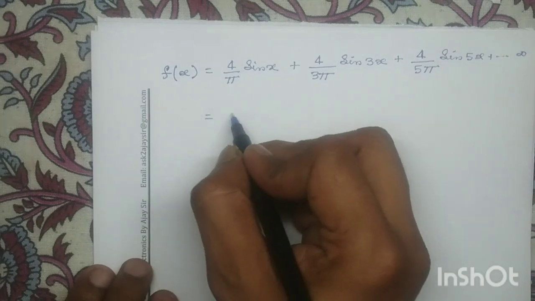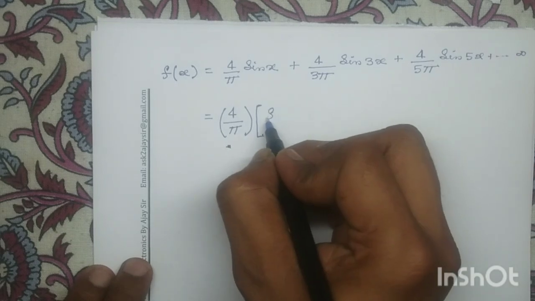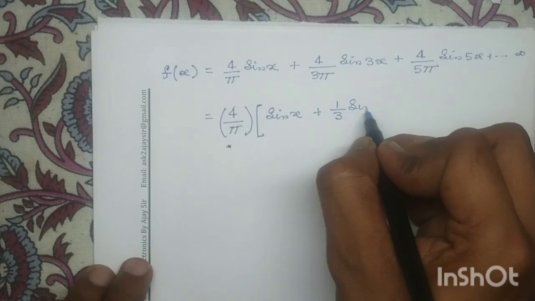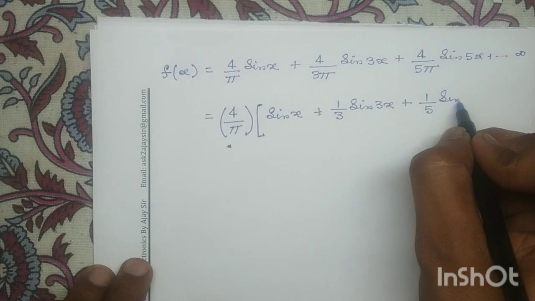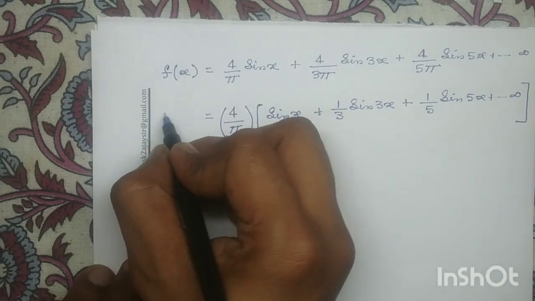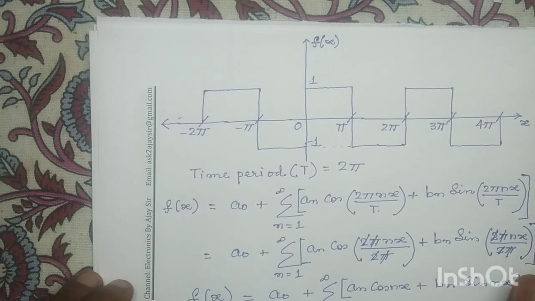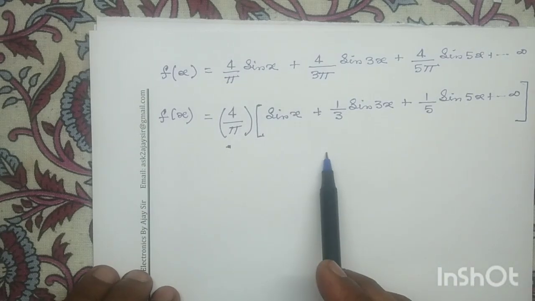So 4 by pi, if we take it common, this is sine x plus 1 by 3 sine 3x plus 1 by 5 sine 5x, and up to infinite number of terms. So for the given question, for this given waveform, we have obtained our Fourier series expansion, and this is our final result.